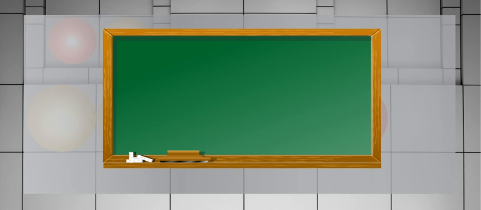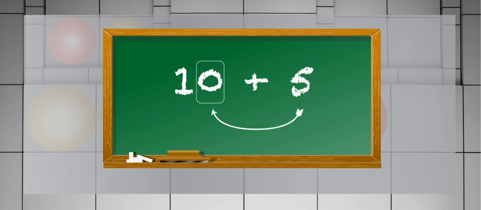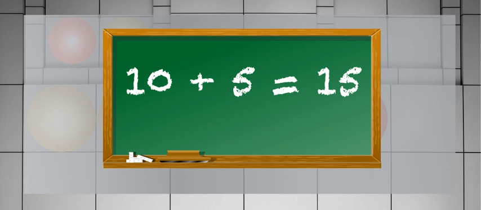Suppose you're adding 10 to any one-digit number. For example, 10 plus 5. Just replace the 0 in the ones place with the one-digit number, and that is the sum. 10 plus 5 equals 15. See how easy that is? This is why you always want to be adding with tens.